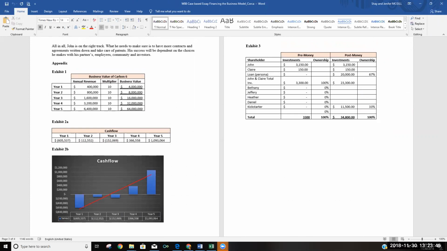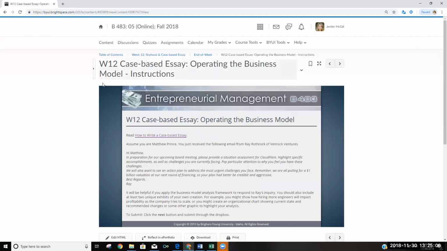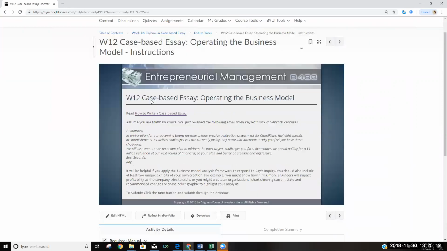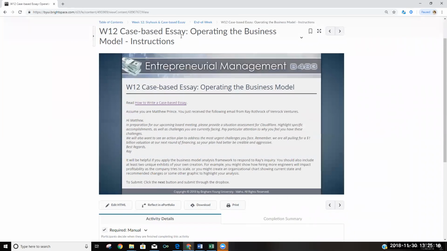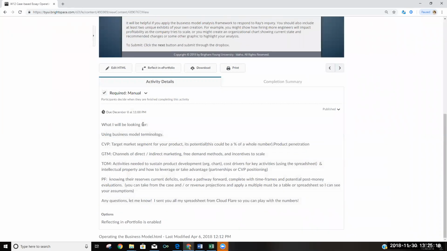Another good example. We've had a lot. So as we get ready for this case study or this case-based essay on operating the business model, I want you to see down here in the bottom, after this is the instructions, right? And so down here, I kind of gave you a feed forward. It's a new phrase I've heard lately about feedback. So I give this to you prior to, so that you can kind of know what I'm going to be looking for and be grading you on.